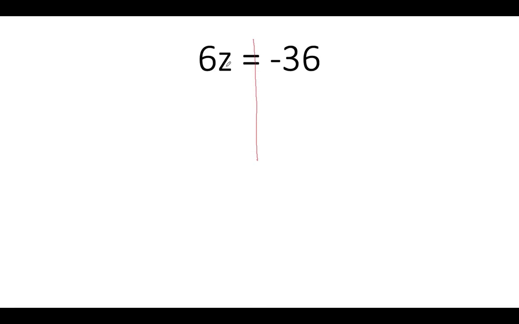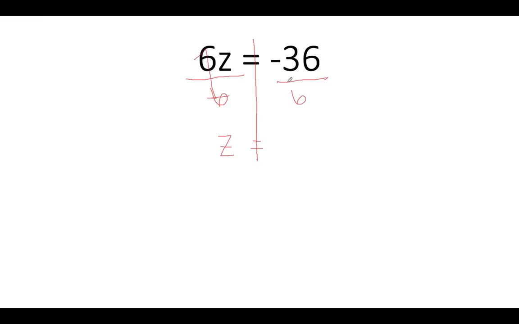This is multiplication. The opposite of multiplication is division. Now to show division, I'm going to use my division bar. And I'm going to divide by 6. Well, if I divide the left side by 6, I need to divide the right side by 6 as well. Well, 6 divided by 6 is 1. And 1 times z is just going to be z. I'm going to bring down my equal sign. And on this side, you should notice I have negative 36 divided by 6.